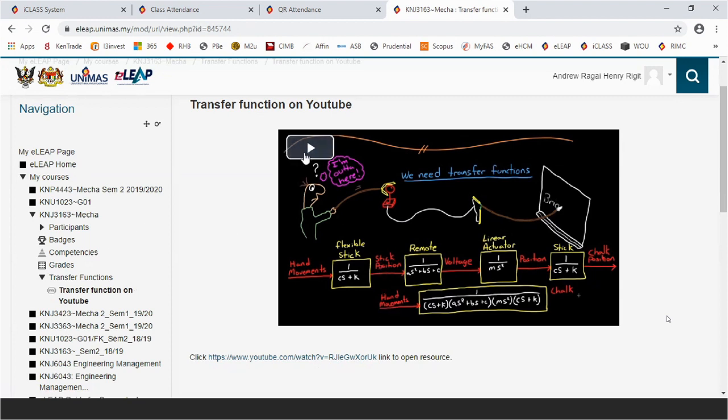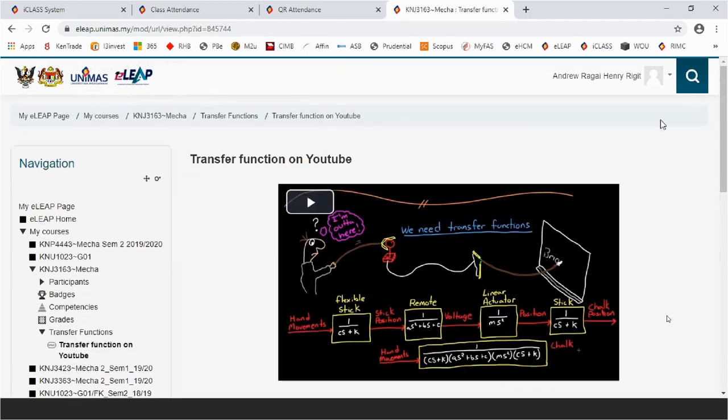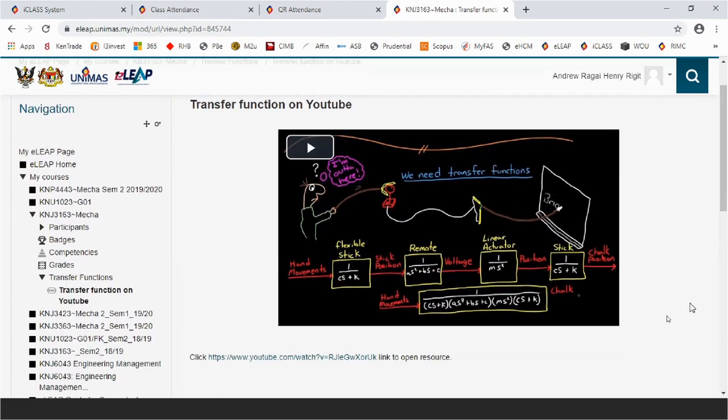You can repeat this video again. I already bookmarked it here. Yeah, you can go back to Elite and play this video again, and there are of course many other videos also, but this is a good example, yeah? Because they showed you how you develop the mathematical model, how you develop the Laplace transform, and finally how you obtain the transfer functions. Yeah?